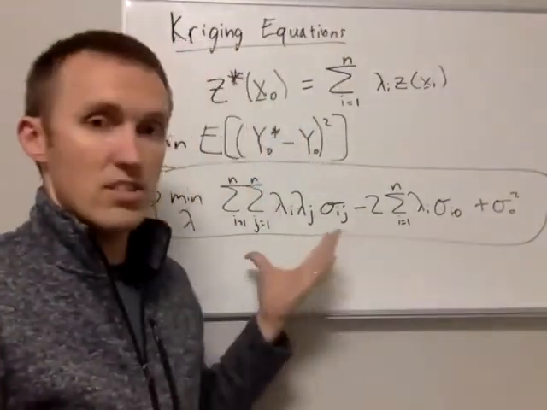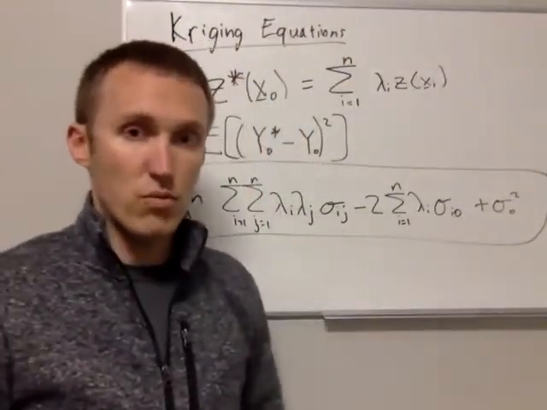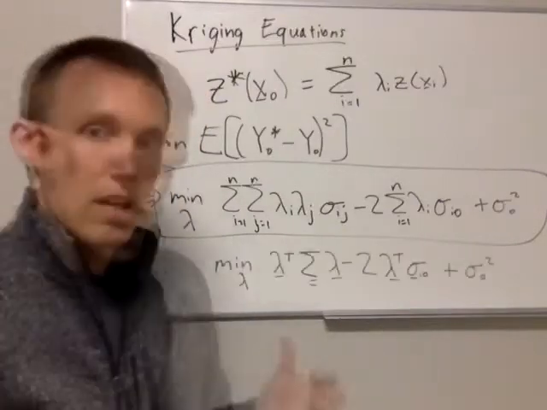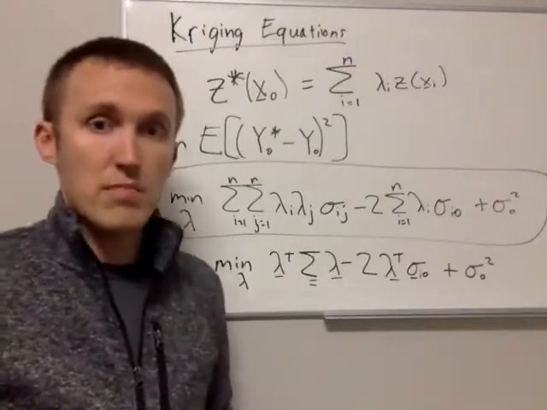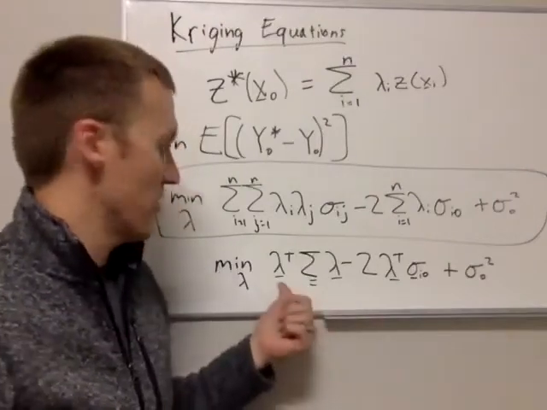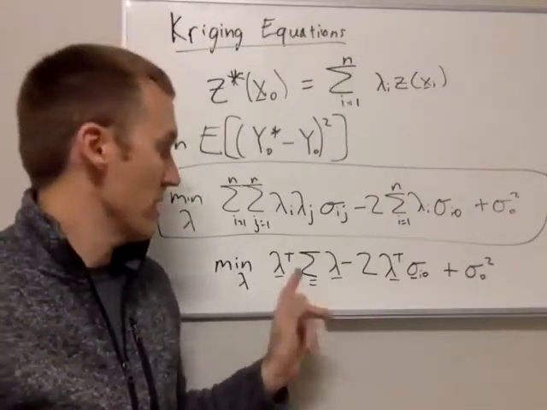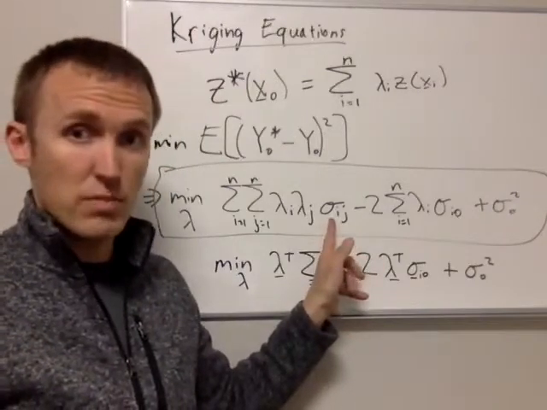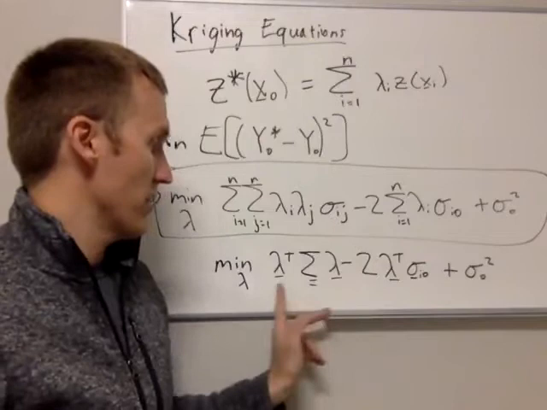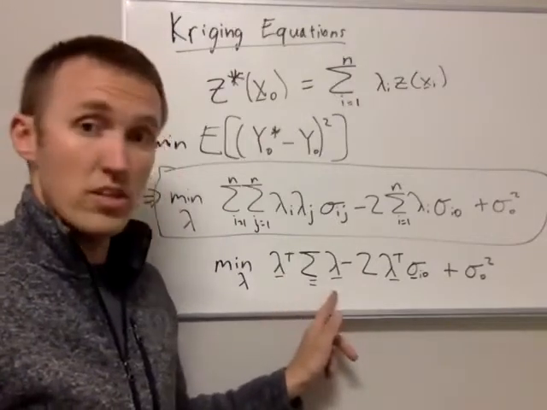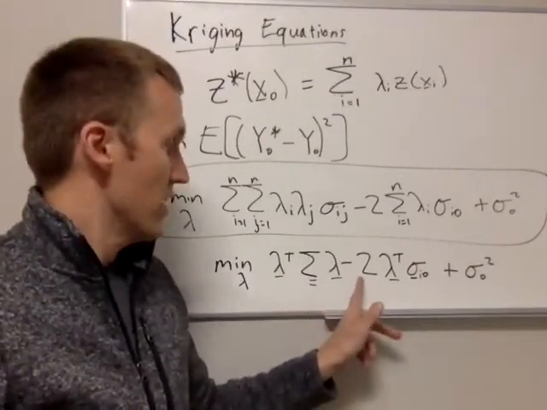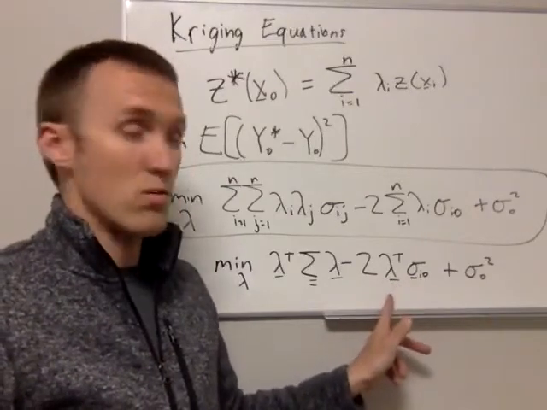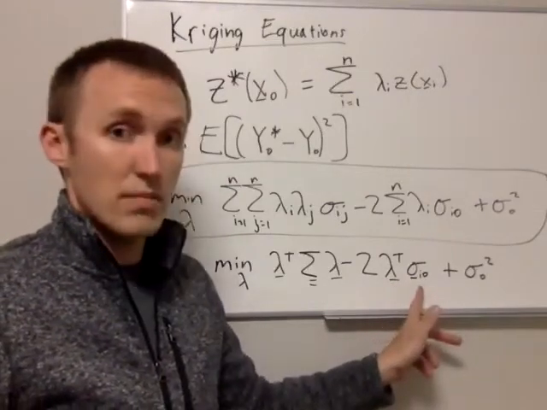We can write this in this way. This is the summation form of the expression. Or we can write it as a matrix vector system. So here I've just rewritten the same thing, but as a matrix vector system, where we have lambda transpose times capital sigma, where capital sigma is a matrix with all the little individual sigma ij's. Then we have our lambda again. So this quantity will be just a constant, a number. Minus 2 times a dot product between the weights lambda and the sigma i0.